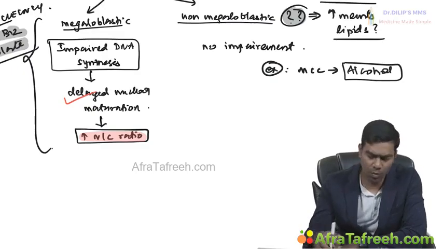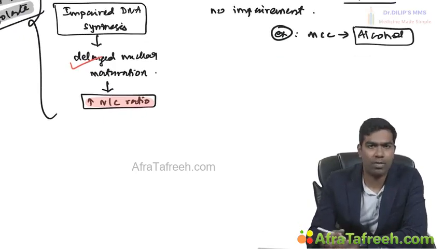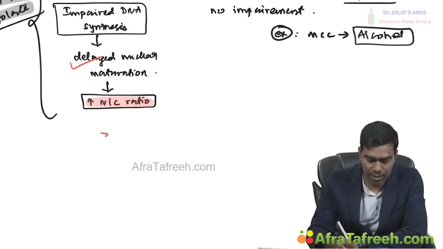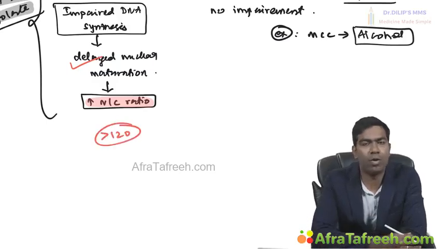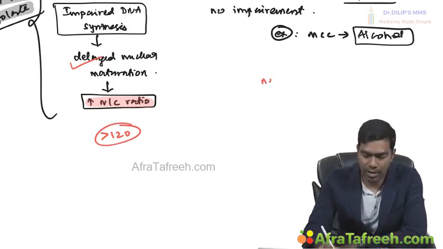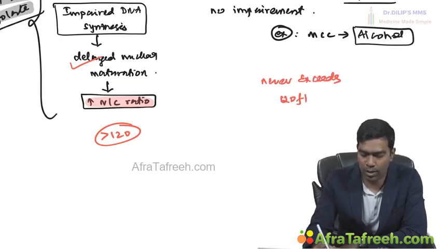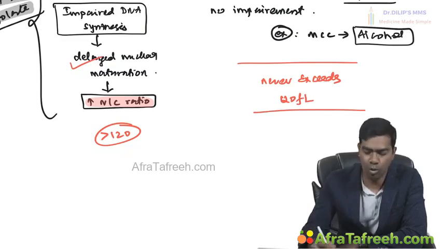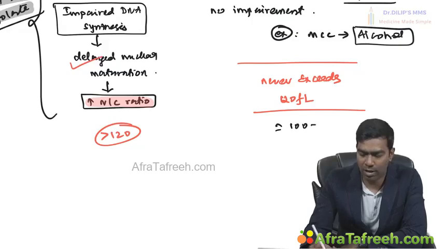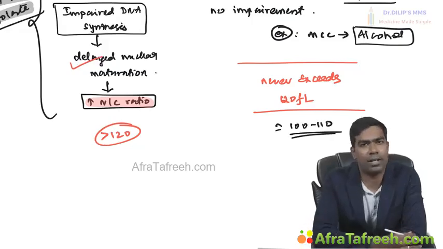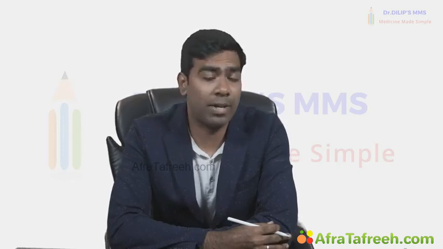But one more difference if you want to know: in a megaloblastic macrocytosis, if you don't treat them, the MCV can exceed even 120 femtoliters in adults. But the non-megaloblastic macrocytosis is never going to exceed 120, which means it will usually be approximately in the range of 100 to 110 femtoliters and nothing more than that. So it will not exceed 120. But in a megaloblastic macrocytosis, your MCV can exceed 120 femtoliters as well. So these are some of the basic differences between a megaloblastic and non-megaloblastic macrocytosis.